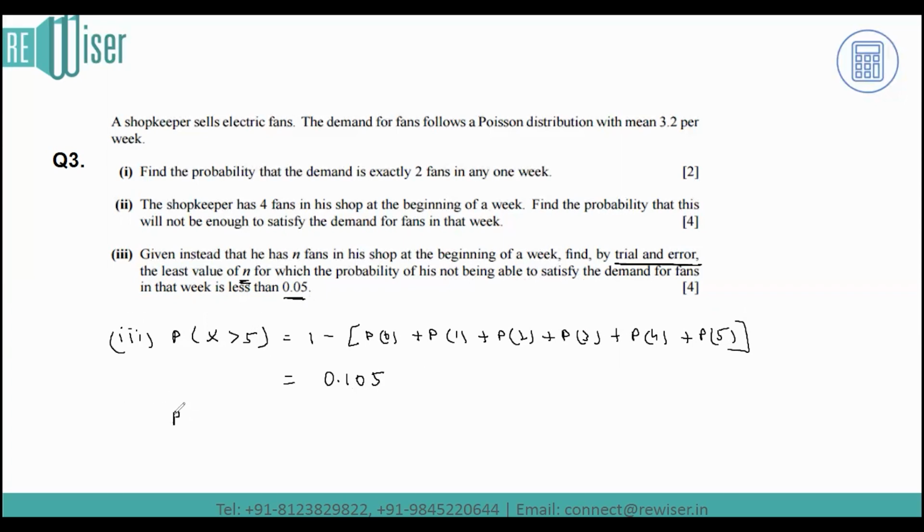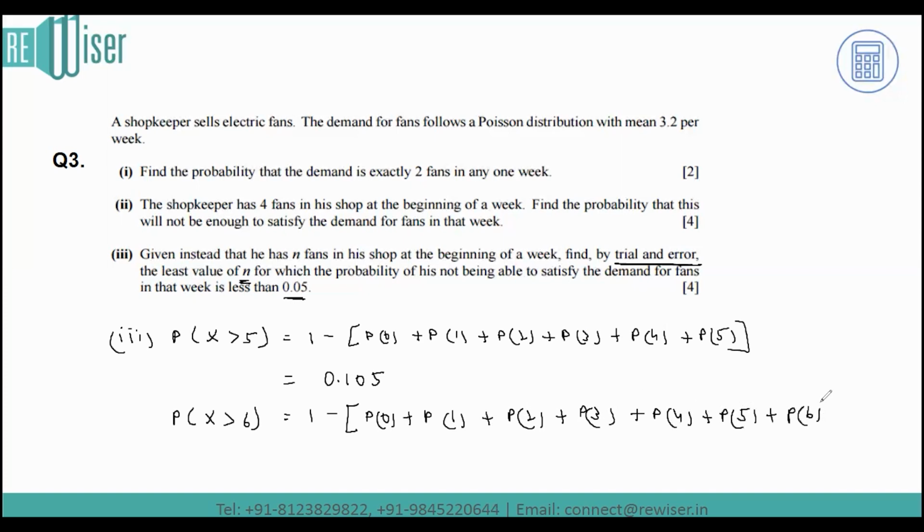So for the probability of x greater than 6, applying the same formula, that means 1 minus P0 plus P1 plus P2 plus P3 plus P4 plus P5 plus P6. If I apply that, I'm getting the value as 0.0446. Now this is less than 0.05.